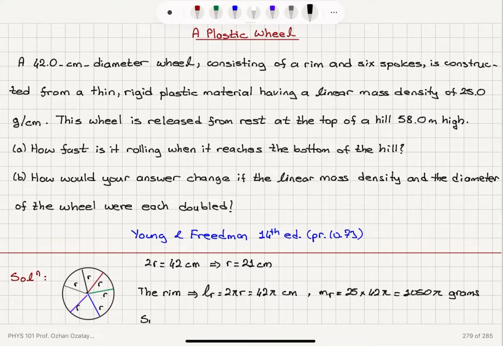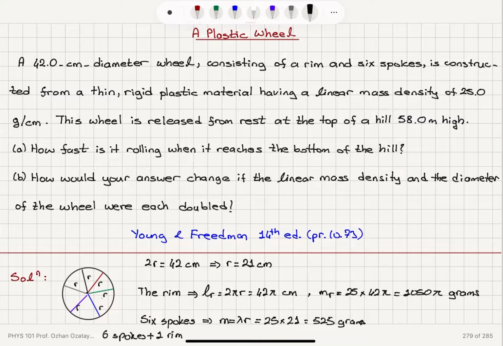Okay, now we have 6 spokes. They each have a mass m equal to lambda times r, which is 25 times the length, because they each have a length which is equal to the radius, 21, which is 525 grams. And we have in total 6 spokes and the rim to consider.